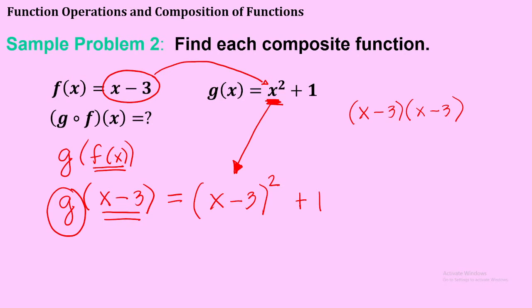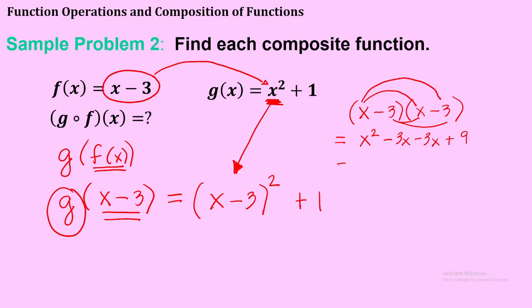Yes, sir. Okay, so if I'm going to be simplifying x minus 3 squared, I'll be multiplying x minus 3 by itself twice. So meaning I will be using the FOIL method. First terms, x squared. Outer terms, negative 3x. Inner terms, negative 3x. Last terms, negative 3 times negative 3, positive 9.